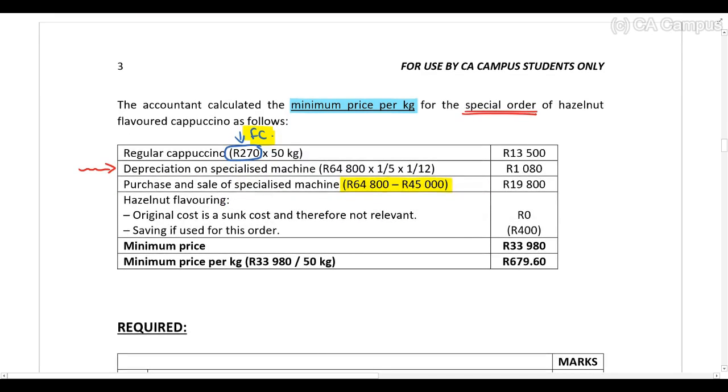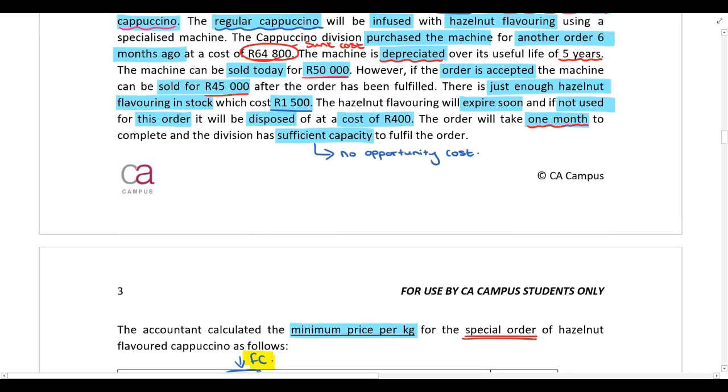And if we look at the accountant's calculation, he's actually done this correctly. The original cost is a sunk cost and is therefore not relevant. So that's perfect. There's no mistake in his calculation over there. So what is the relevant cost? You need to see. It depends on what you're told in the question.